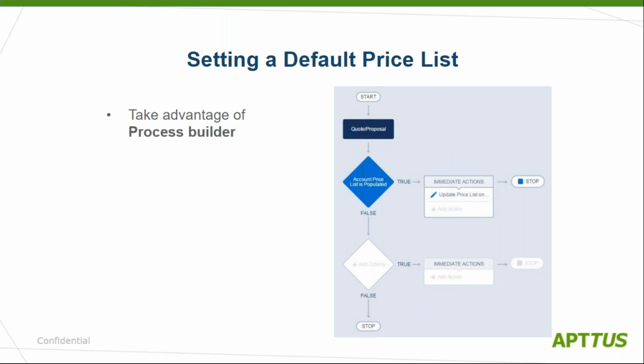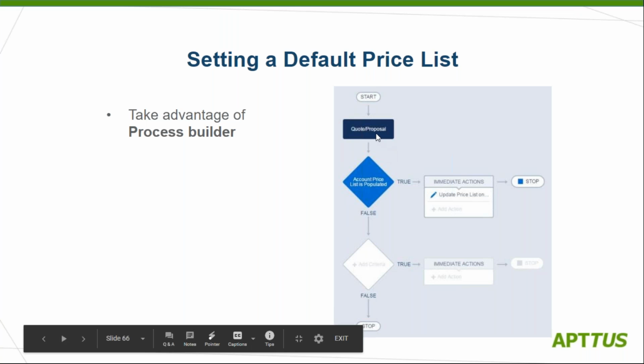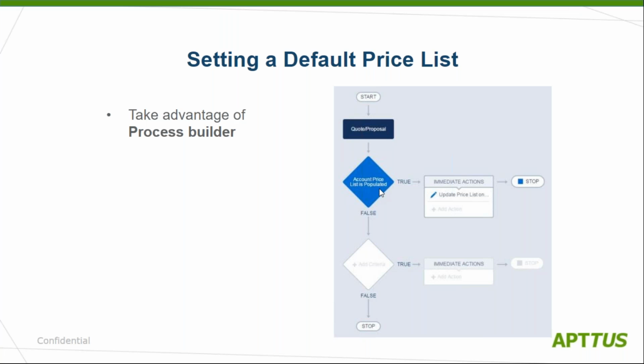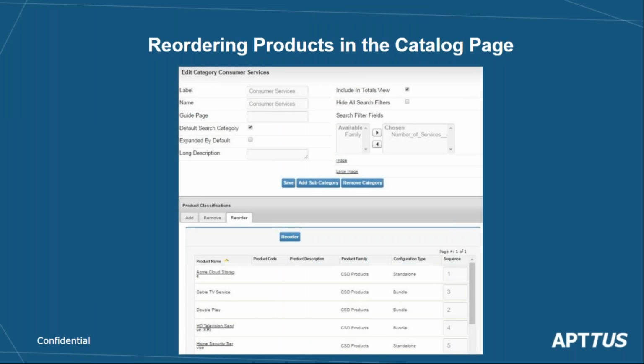So then the last thing, and I think this is something which I already discussed in the first session: setting up a default price list. Whenever you want to set up a default price list, you can take advantage of the process builder. You just have to select the quote proposal object, and then choose the condition, if the account price list is populated. If the account price list is populated, then you update the price list on the quote, and you can just update it based on the criteria. So this is an example of using process builder to set up the price list.